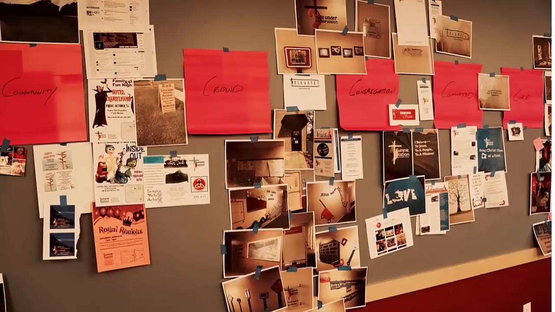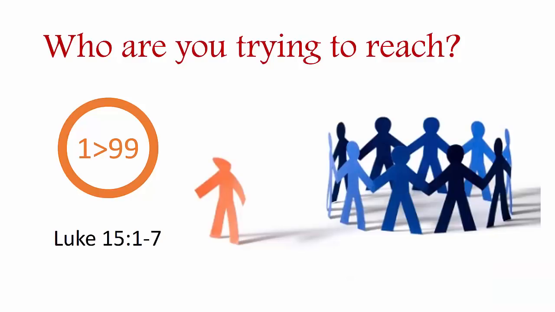And the reason we need to do that really comes from Luke 15, verses 1 through 7. And there, Jesus talks about the parable of the lost sheep. It tells us where to really focus our attention. And it's not about the 99 people that we have in church, but it's about the one person who's out, and how we really reach out to them in a relevant and meaningful way.